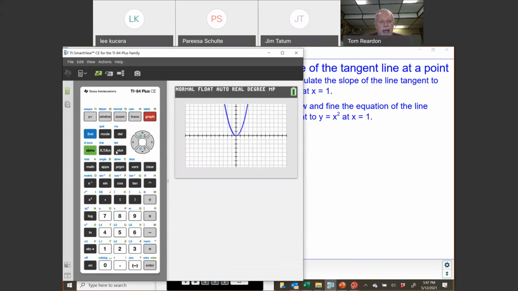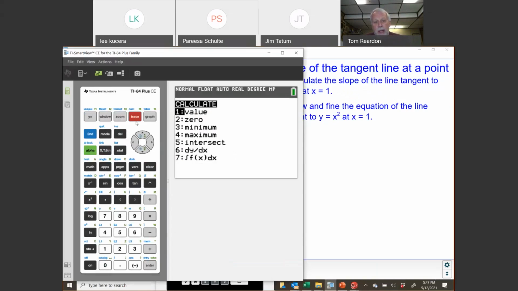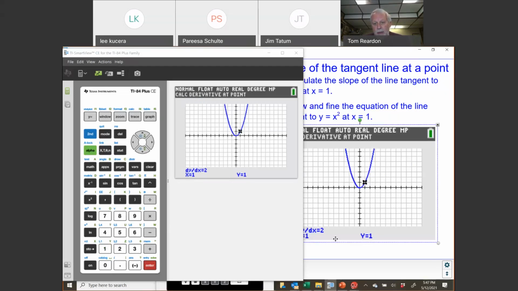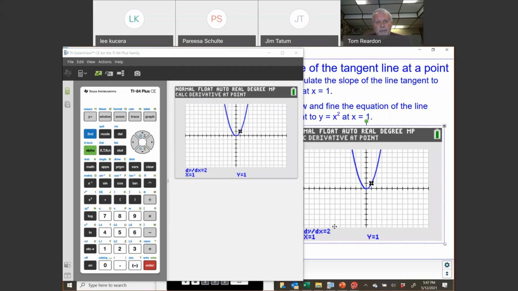Using second trace, which is the calculate menu, I can find the derivative, dy/dx, and it'll ask me for what value. I'm just going to type in x equals 1, and I can see that the derivative's value at x equals 1 is 2.